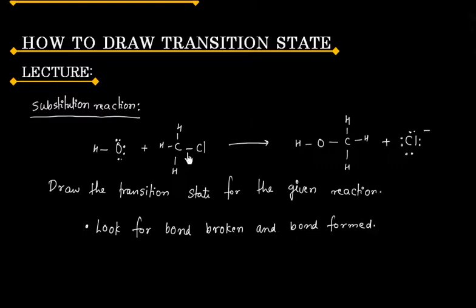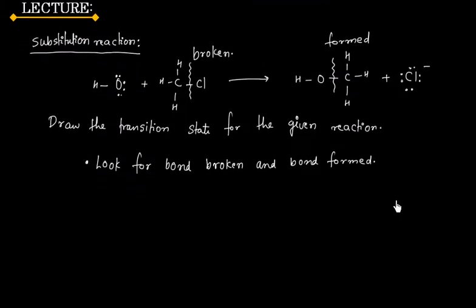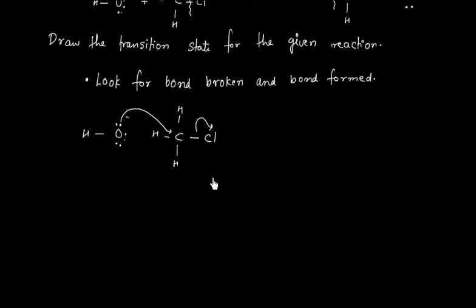So in this case, carbon-chlorine bond has broken. So this bond has broken. Carbon-oxygen bond that is formed. So what is actually happening here? This oxygen will attack on this carbon and this chlorine will leave. So in the middle, this carbon-chlorine bond is slightly broken and carbon-oxygen bond is slightly formed.